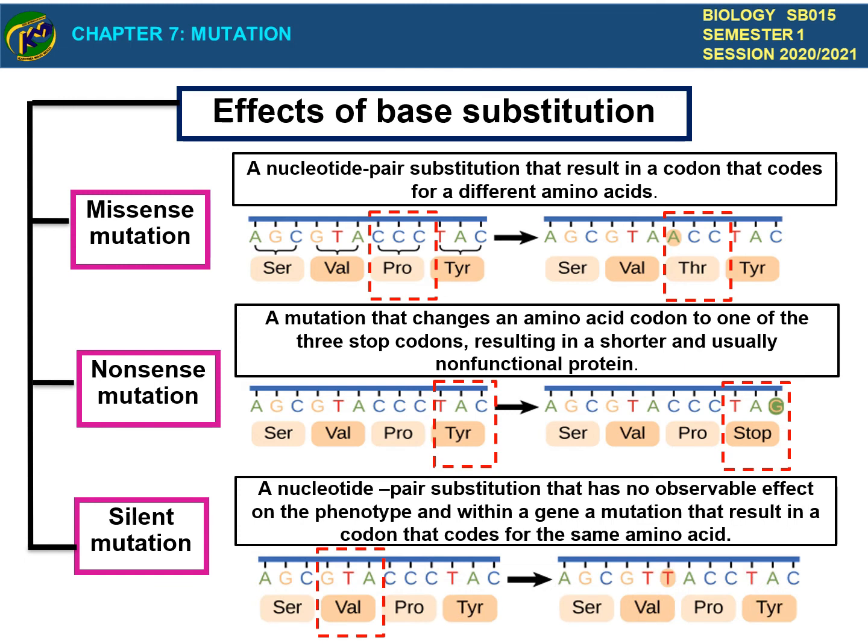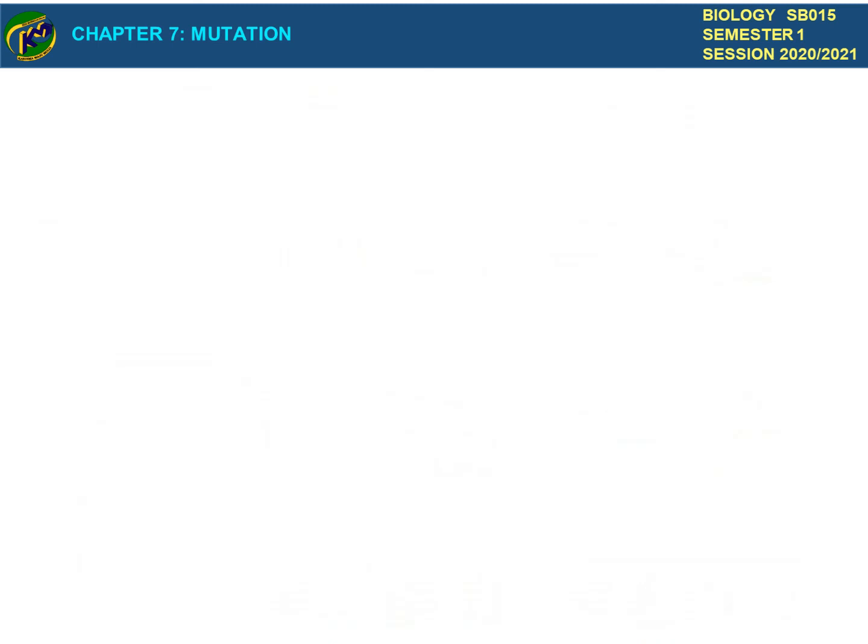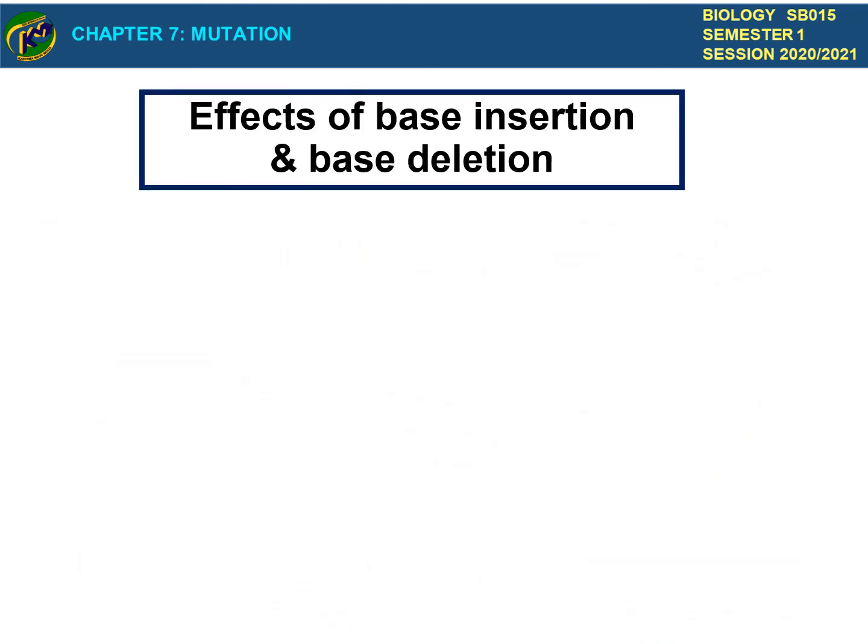Silent mutation is a nucleotide pair substitution that has no observable effect on the phenotype, and within a gene, a mutation that results in a codon that codes for the same amino acid. For example, adenine is replaced by thymine, and during transcription, the codon produced still codes for the same amino acid, which is valine.